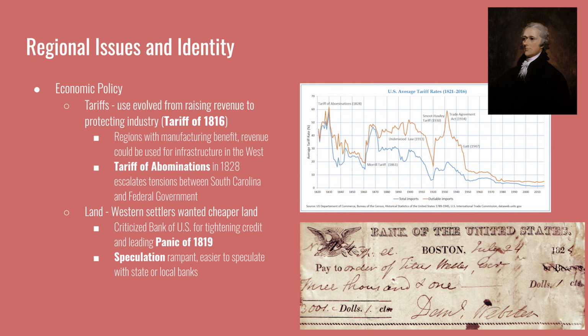Sensing an economic downturn, the bank begins to call in some of the loans that were given out, and in the way of a self-fulfilling prophecy, it leads to a financial panic, the Panic of 1819. Speculation, which is buying land in hopes that it will sell for a higher price in the future, was rampant out in the West, and the people who lived out west preferred using local or state banks because they were more willing to lend money than was the Bank of the United States.